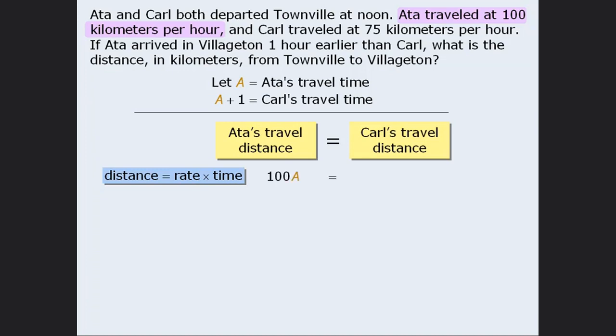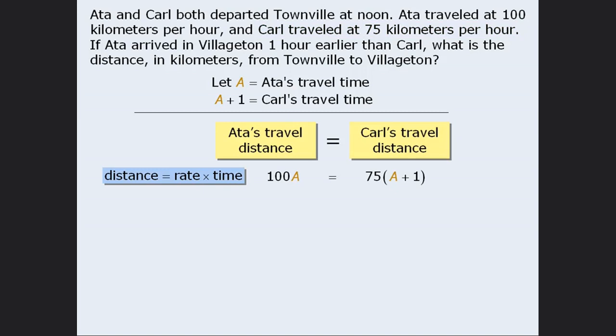Ada's distance will equal his speed of 100 kilometers per hour times his travel time of a hours. Next, since Carl's speed was 75 kilometers per hour, his travel distance will be the product of his speed, 75 kilometers per hour, and his time of a plus 1 hours. At this point, we have an equation we can solve for a.